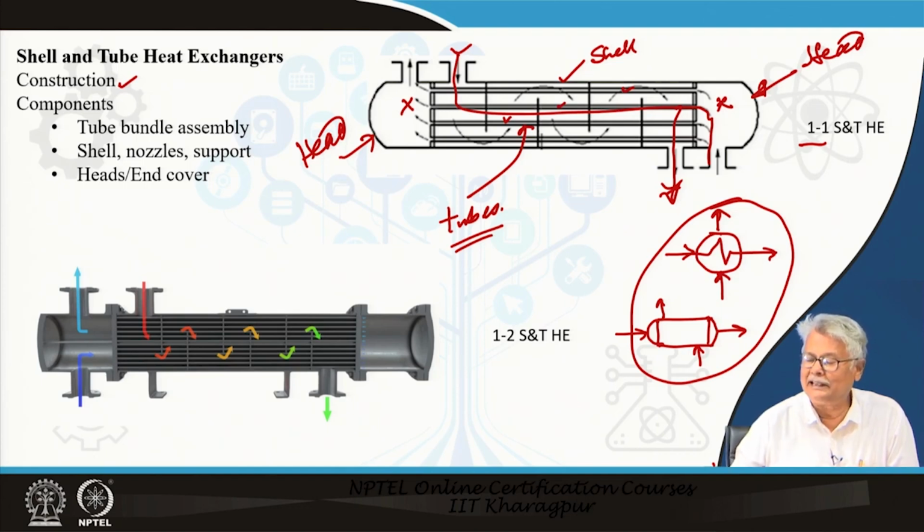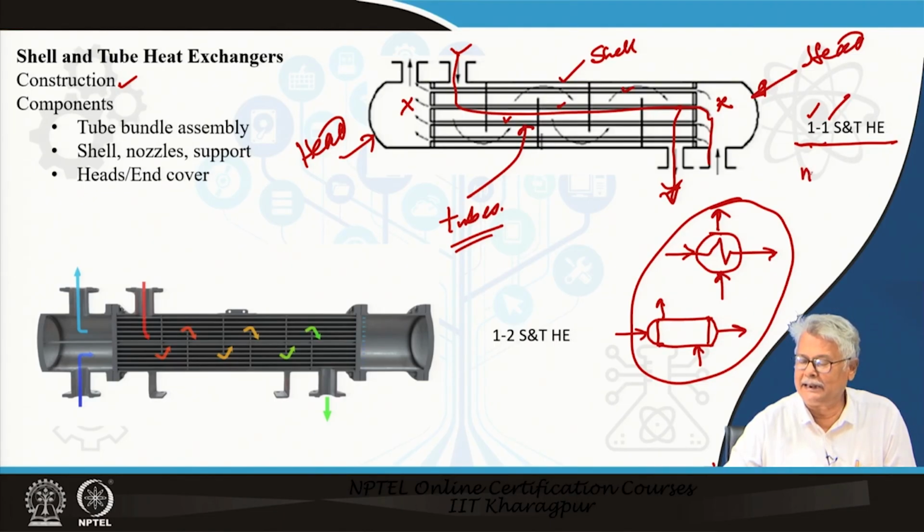So, in this case we say the shell side has got one pass and the tube side also has got one pass. So, we call it a 1-1 shell and tube exchanger. Definitely you must have learned in your heat transfer that if you have an N-M shell and tube exchanger, N is the number of shell passes, M is the number of tube passes.